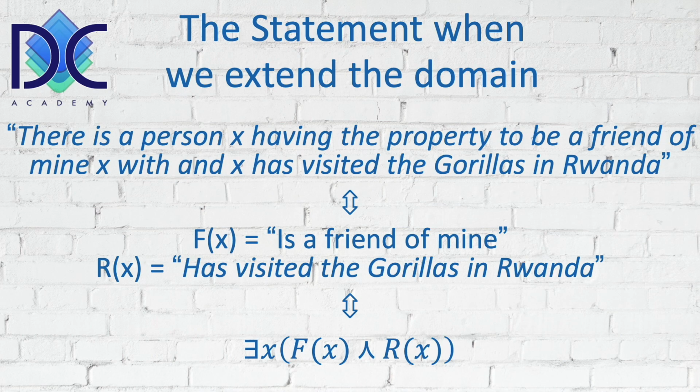We can also say a person is a friend, or visited the gorillas in Rwanda. That would make a different statement, because the "and" would change into an "or". So we have here a conjunction, and then it would be going to a disjunction. So this was the element that we considered.